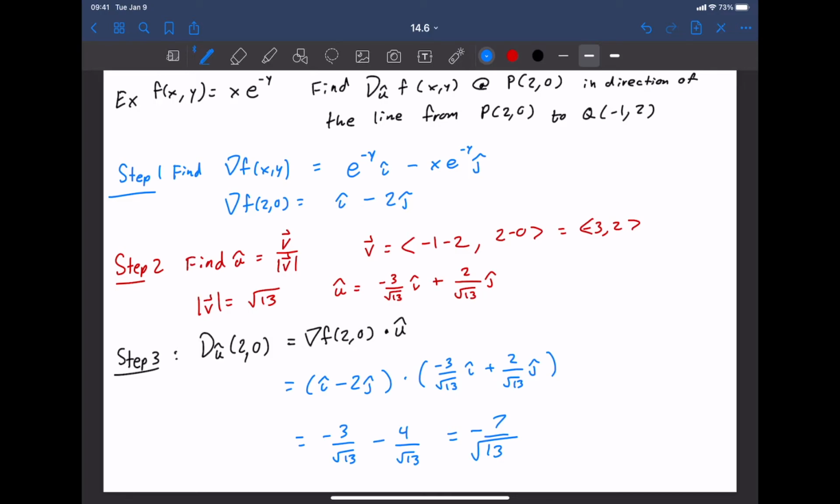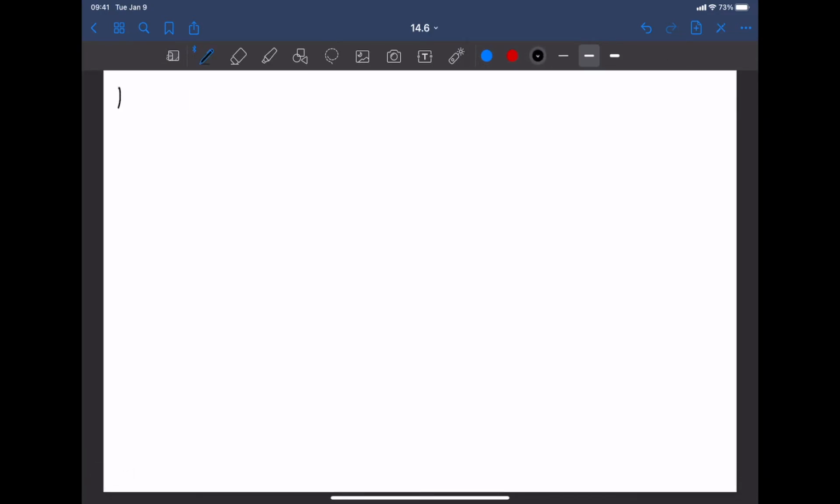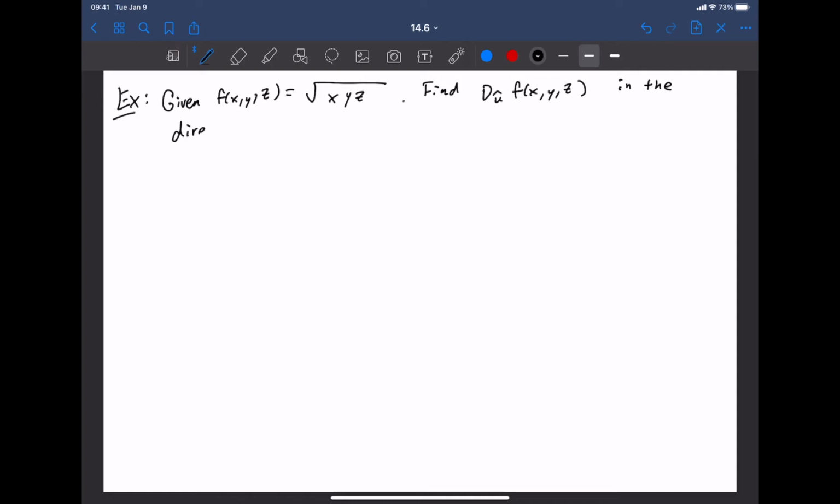One more example of this format, but let's go up to 3D. Trying to give you guys lots of practice. The gradient's a very, very important idea. Given f of x, y, z equals the square root of x y z, find the directional derivative, the 3D directional derivative, it's the same formula, in the direction of the line through P (4, 2, 2) and Q (6, -2, 6), at the point (4, 2, 2).